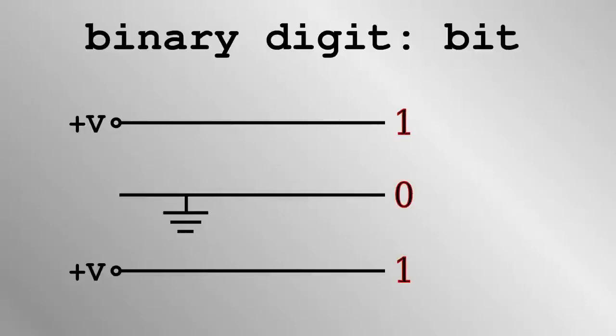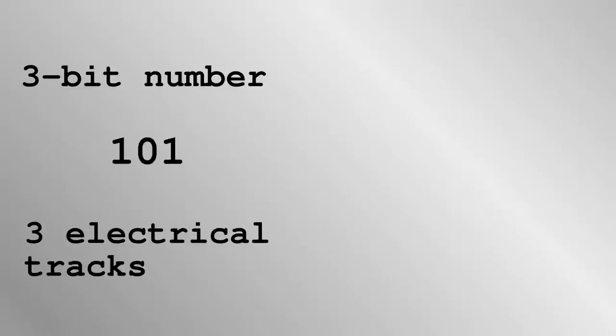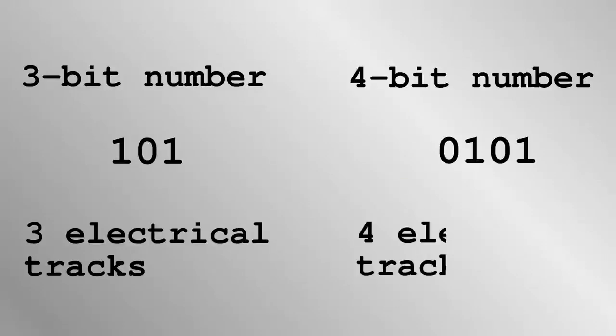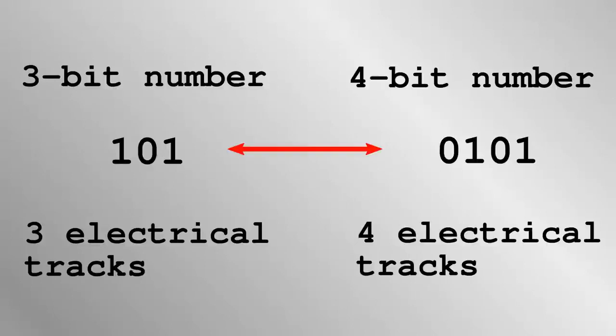To represent the number 101, 3 electrical tracks in order would have their voltage on, off, on. Each of these tracks carries a binary digit or bit. With 3 electrical tracks, this is called a 3-bit number. There are similarly 4-bit numbers, 8-bit numbers, and so on. Of course, the 4-bit number 0101 is equivalent to the 3-bit number 101.